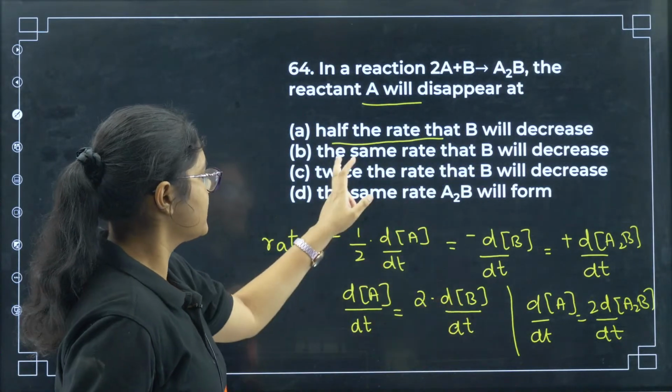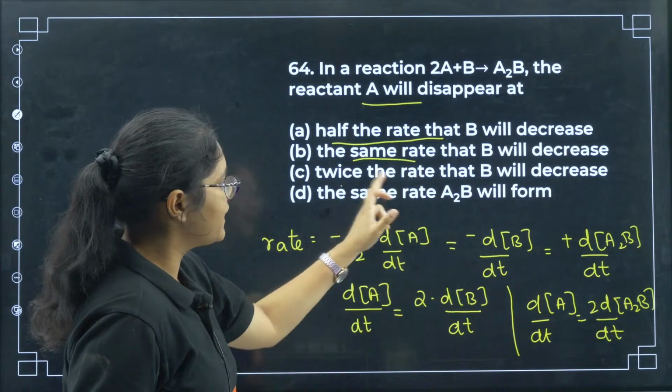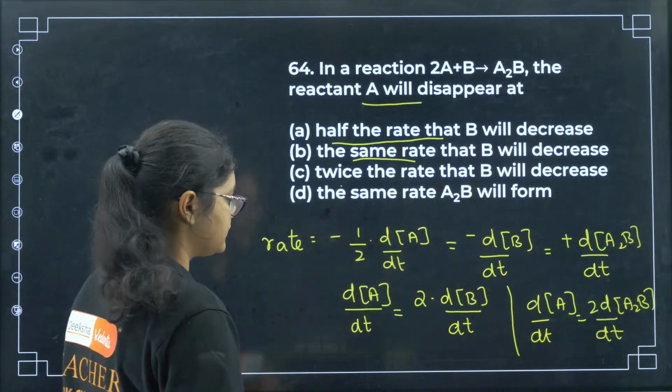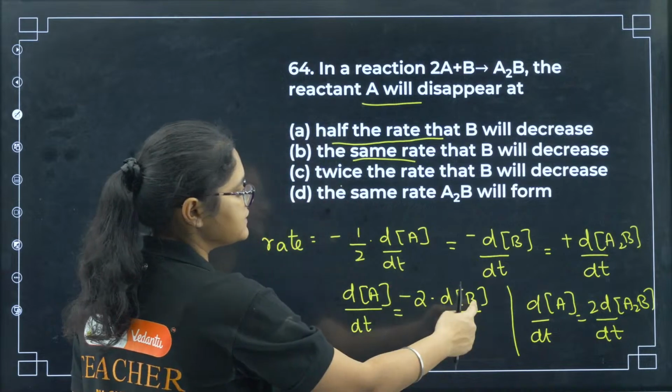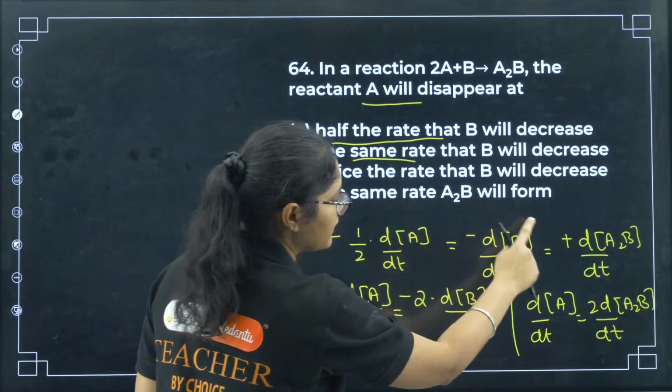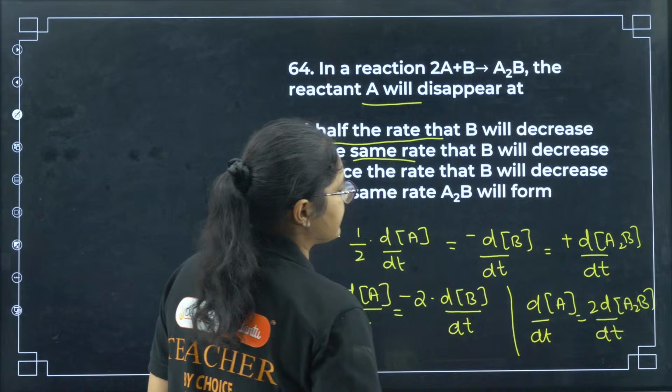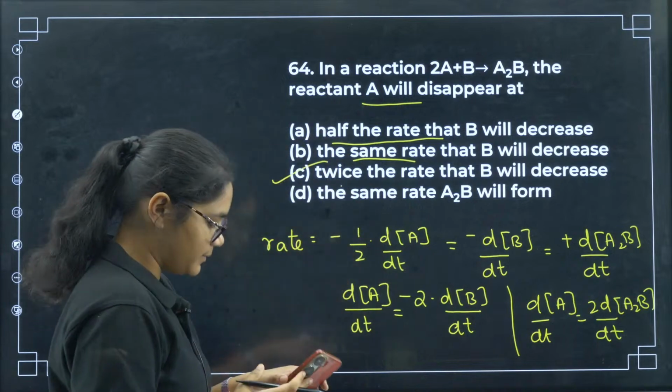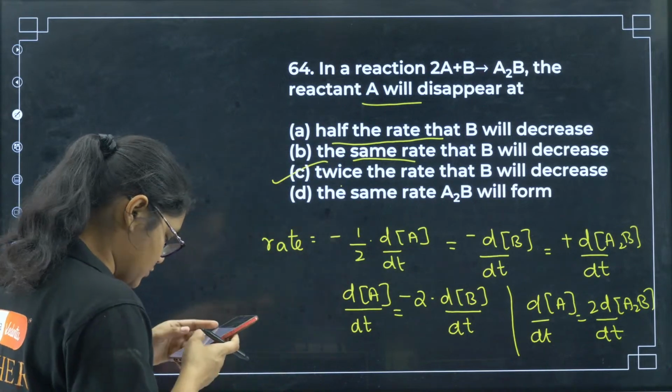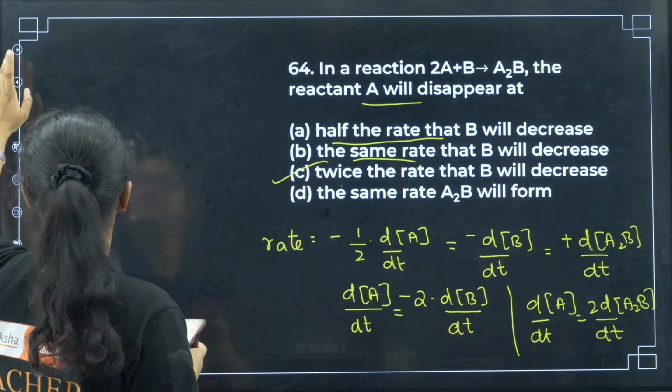So is it half the rate of B will disappear? No, it is not half. Same rate? No. Twice the rate that B will decrease? Yes, negative is there, right? Twice the rate B will decrease. Same rate A2B will form? No, it is also twice the rate A2B will form. So option number C is the correct answer. Yes, all of you have given the correct answer. Very good to see that.